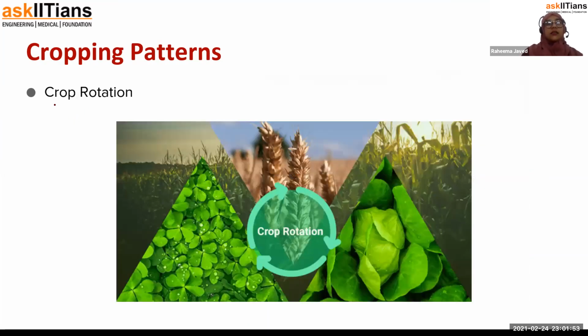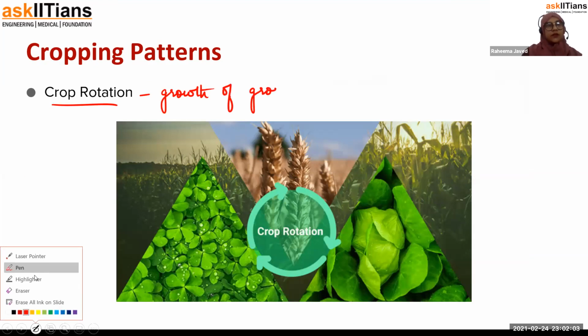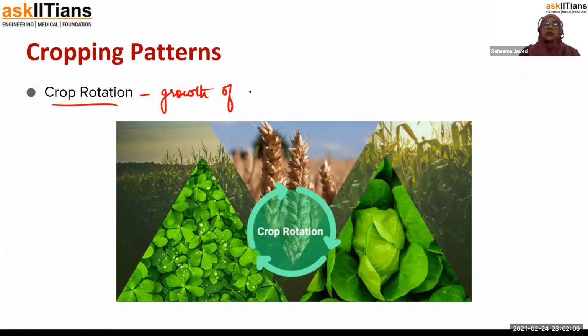Okay, so the next cropping pattern is crop rotation. Crop rotation is the growth of crops in the field in a pre-planned succession.